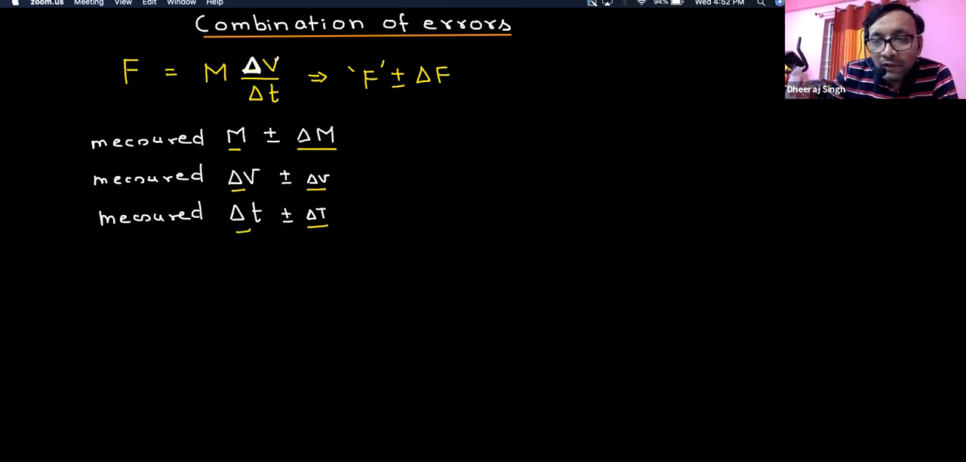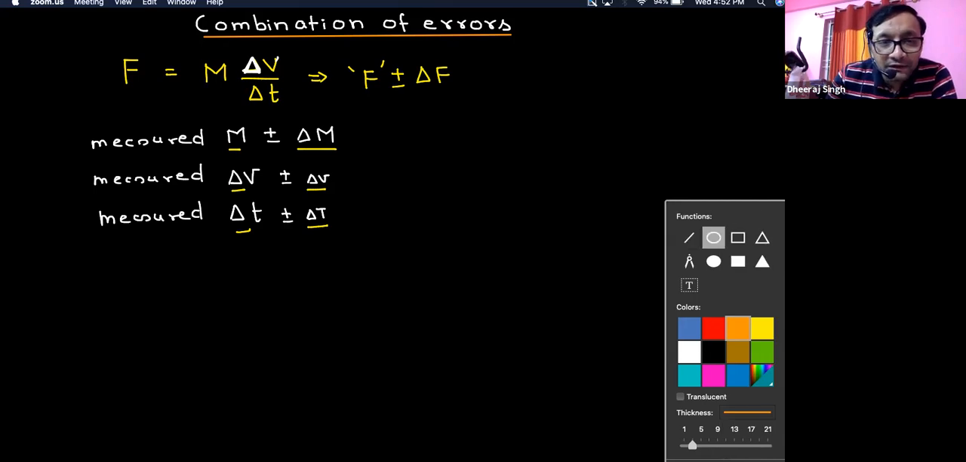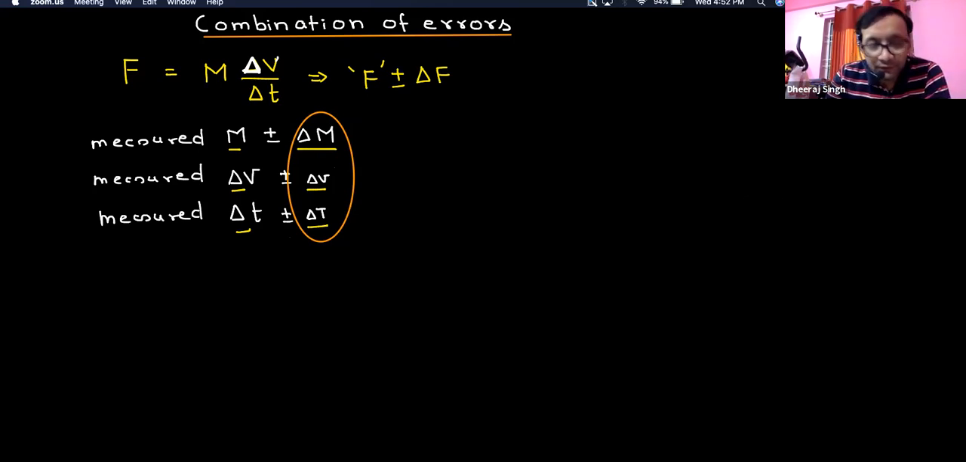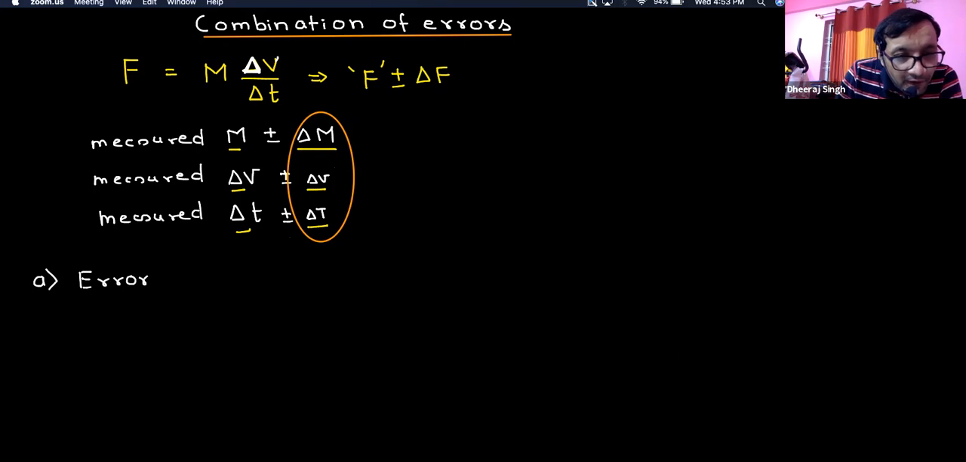But when you multiply, what happens to these errors? What happened to them? Multiply, divide, add or subtract. This is what you are going to learn. Okay. So the first thing is error in sum and differences. Write down error of sum and difference.